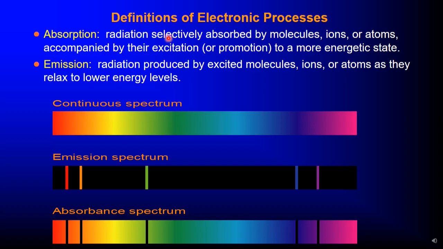So these molecules, ions, or atoms absorb specific intensity of light, and then they are excited. The electrons are excited to a more energetic state. Then now when they release that energy, that is what we call emission. So emission is the radiation produced by excited molecules, ions, or atoms as they relax to lower energy levels.